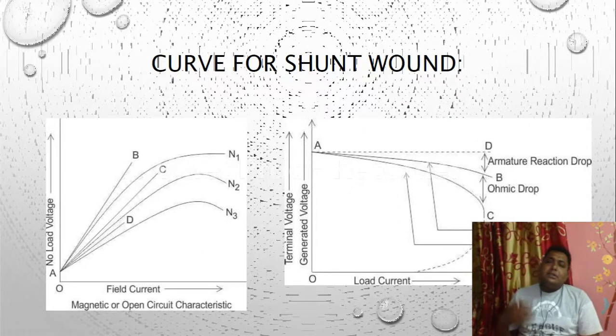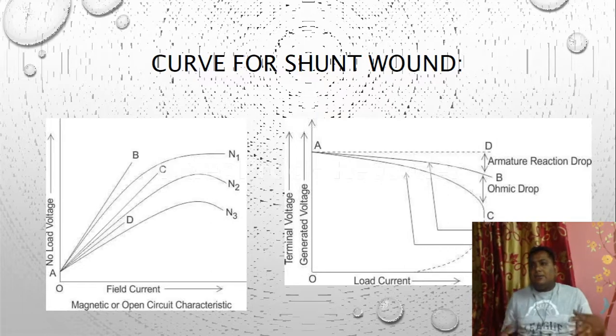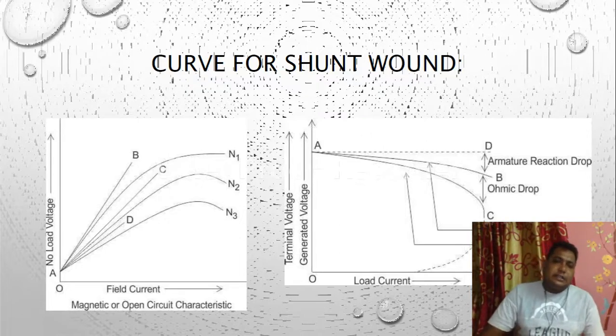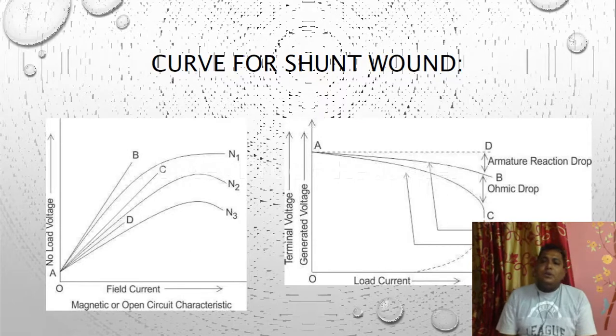Yes. Now the same thing. Two types of characteristics we have seen, that is the no load characteristics, and with that the internal characteristics and external characteristics. So for each machine, shunt, series, compound, we are going to see these three characteristics. So almost the same. Now one thing is changing.